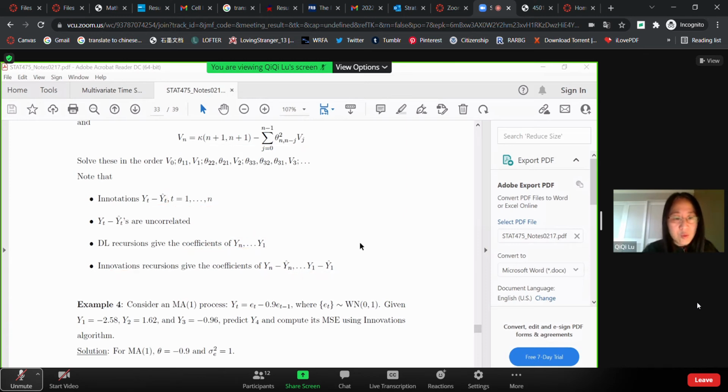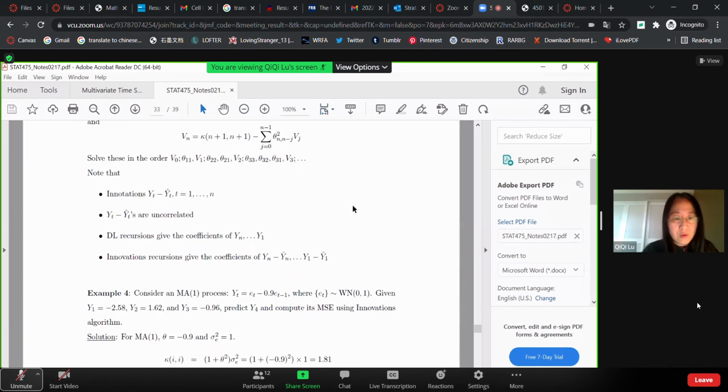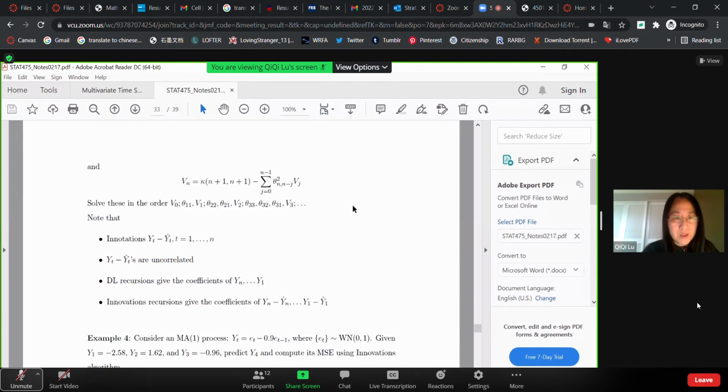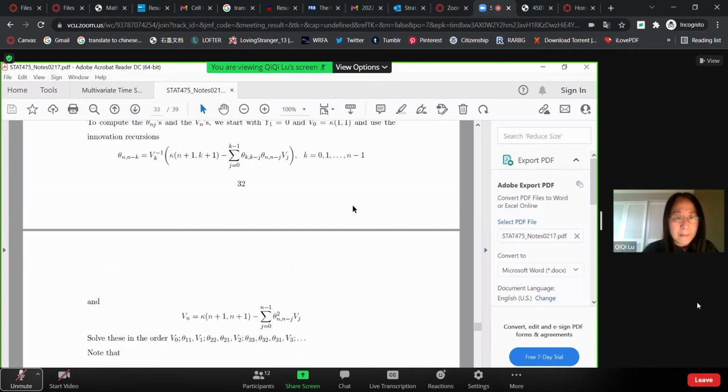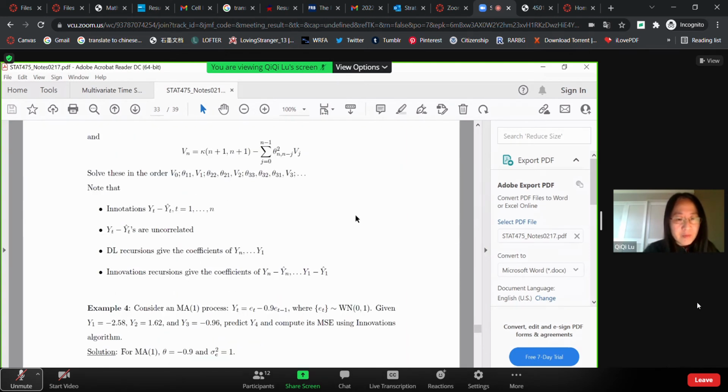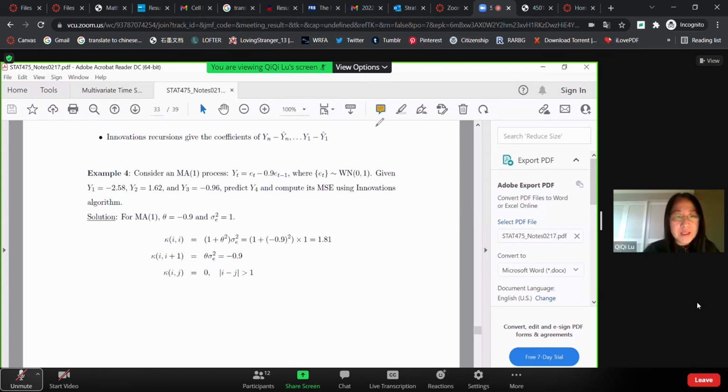Now just do one example. I need this formula here. So this example is MA(1), where theta is negative 0.9 and sigma e squared is 1. And we know MA(1) is stationary.